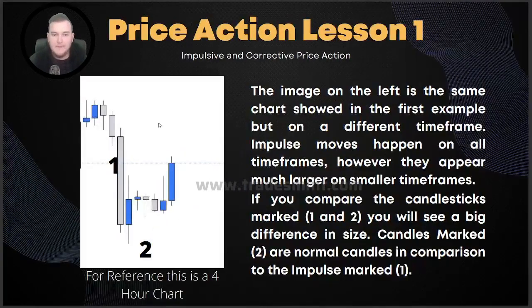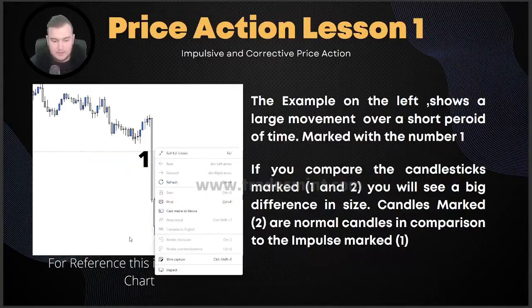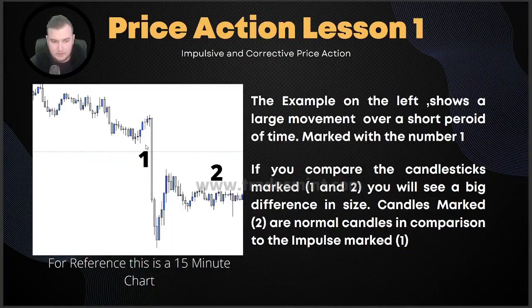Right, so the image on the left is the same chart showed on the first example but on a different time frame. Impulse moves happen on all time frames, however they appear much larger on smaller time frames. So for example, the previous picture is a 15-minute chart, right? So a 15-minute chart, each candle represents 15 minutes that have passed.